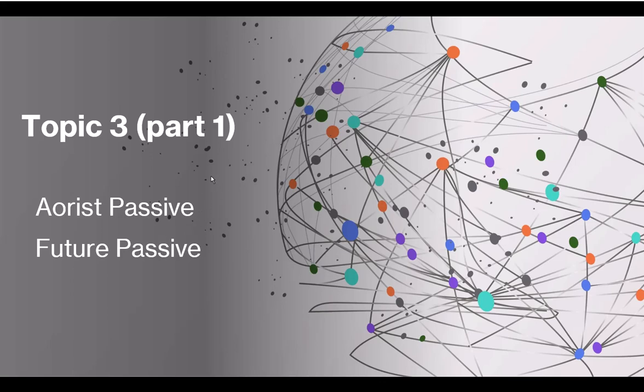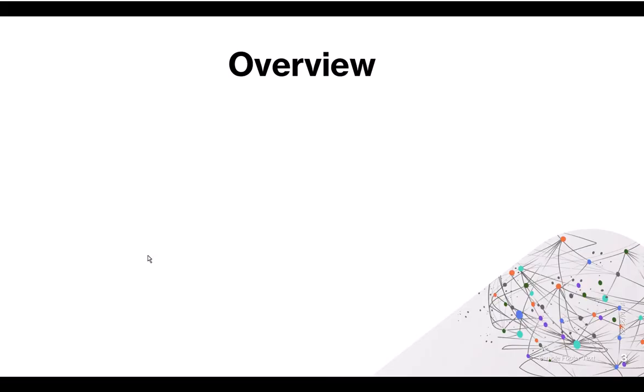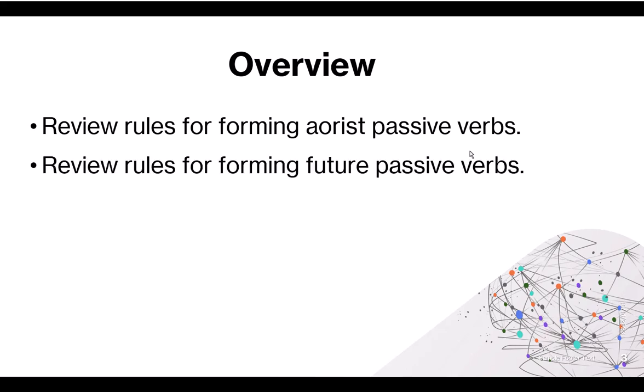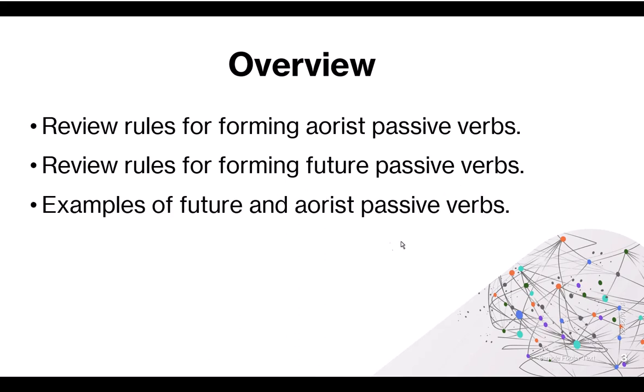This is topic 3, part 1. We're going to look at aorist passive indicative verbs and future passive indicative verbs. And so we will review the rules for forming aorist passive verbs. We'll actually very briefly look at aorist middle and active verbs. Then we'll review the rules for forming future passive verbs and also look at future active and future middle very briefly. And then we'll go through examples of future and aorist passive verbs.